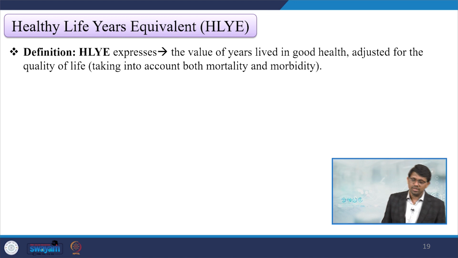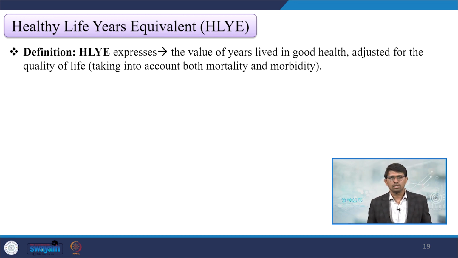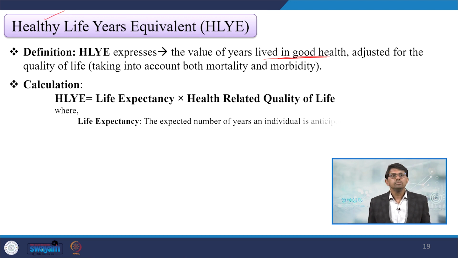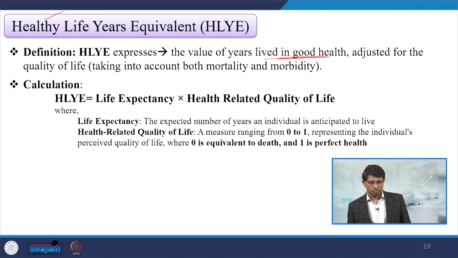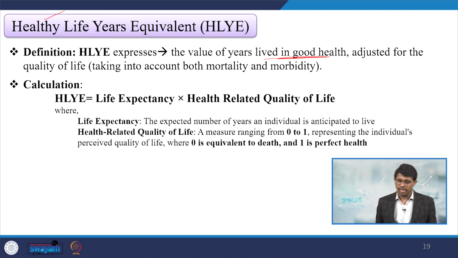So, healthy life years equivalent, another tool in short called HLYE, is the value of years of life in good health. We are now emphasizing healthy life years equivalent, and this is adjusted for quality of life, taking into account the mortality and morbidity. So, HLYE is calculated as life expectancy times its health related quality of life.